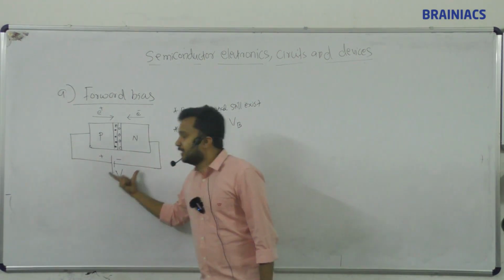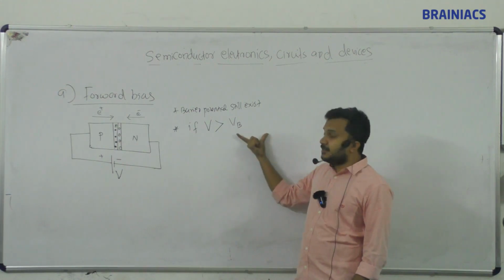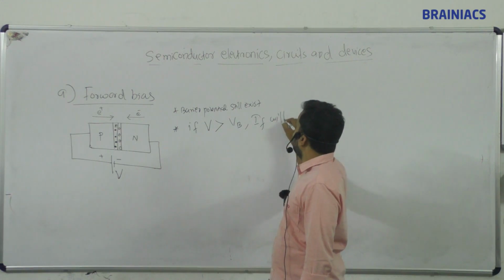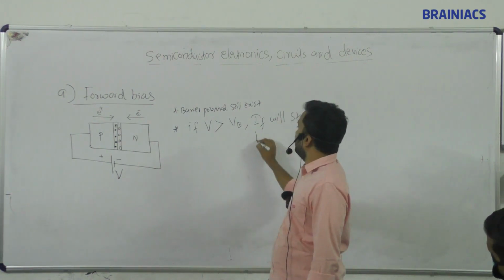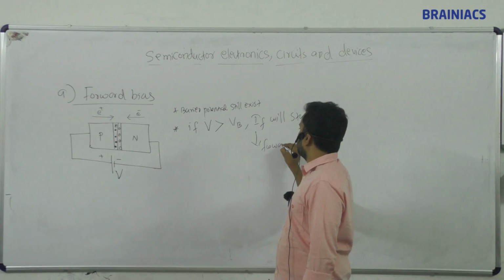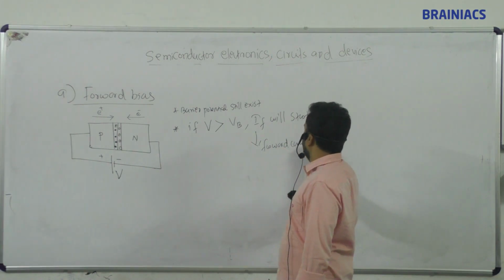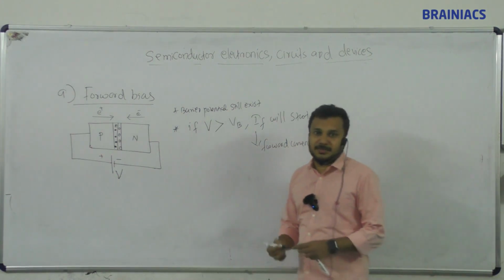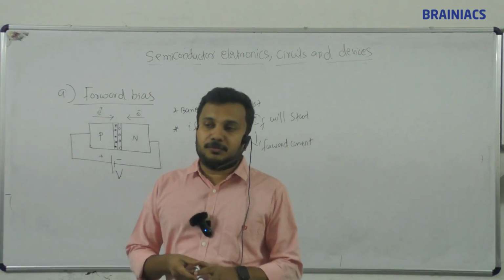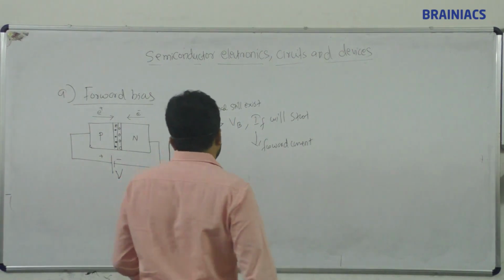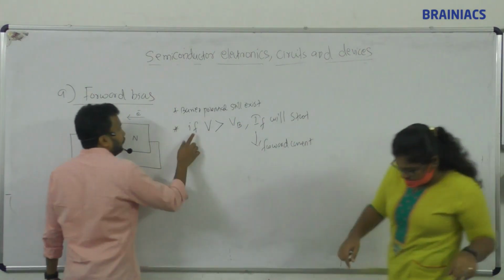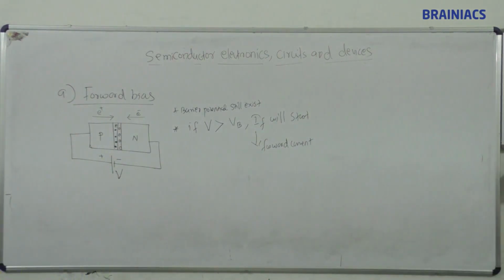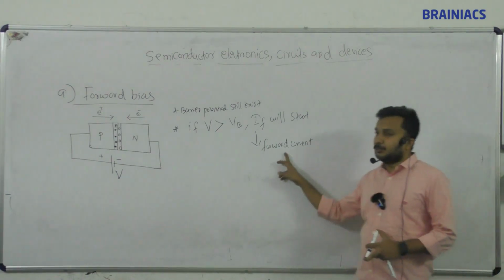Electrical energy can give. So if I am giving a voltage which is greater than the barrier voltage, what will happen? IF will start. What is IF? IF is called forward current. So below write: if V is greater than VB, IF will start. IF is called forward current. So when the external voltage is greater than the barrier voltage, the forward current will start to conduct.